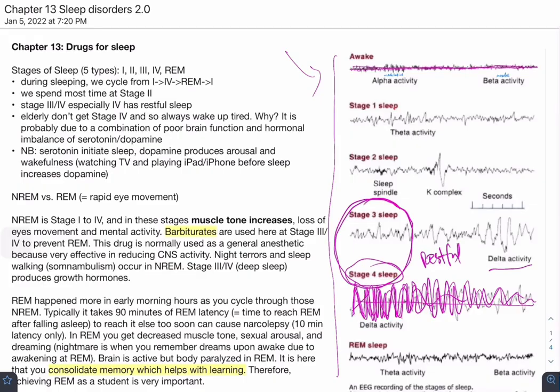And you see this a lot in elderly populations. And what is the reason? There are many theories. Some say it's probably due to a combination of deteriorating or poor brain functions and hormonal imbalance of serotonin versus dopamine.